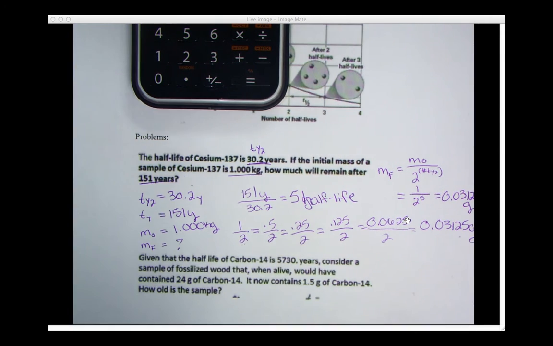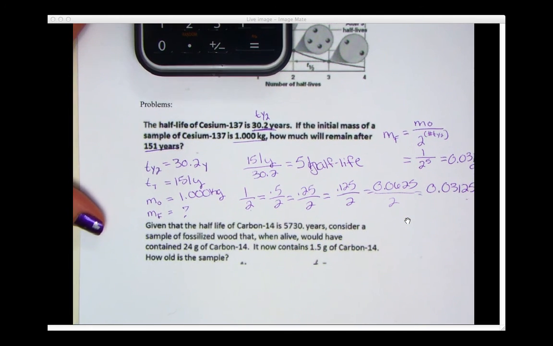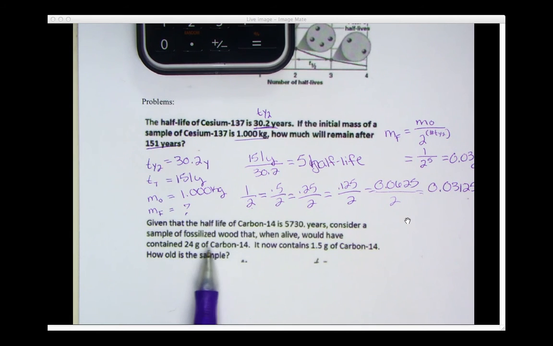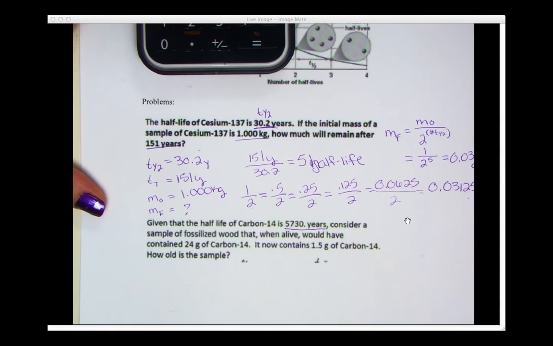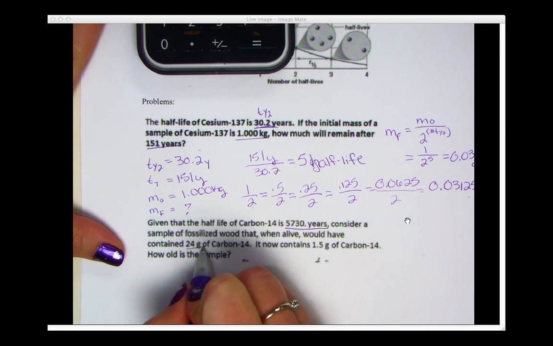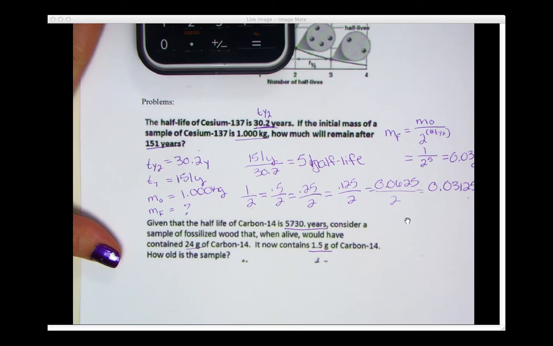Okay, so let's look at the next problem. The next problem is a little bit different. Instead of solving for our masses, we're actually going to be solving for time this time around. So it says, given that the half-life of carbon-14 is 5,730 years, consider a sample of fossilized wood that, when alive, would have contained 24 grams of carbon-14 and now contains 1.5 grams of carbon-14. How old is the sample?